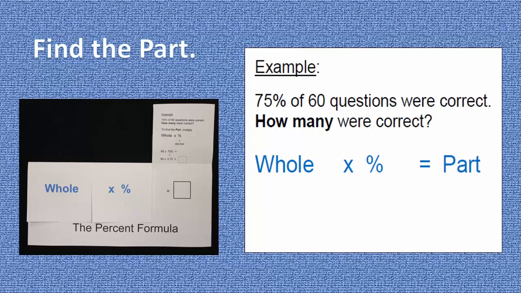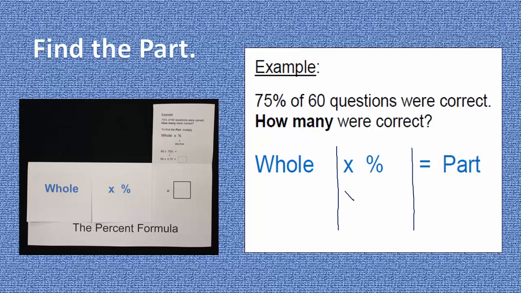Sometimes we have a percent problem where we are given the whole amount and the percent, and we need to find the part. Example, 75% of 60 questions were correct. How many were correct? Let's begin by separating our percent formula into 3 columns. This will make it easier to see what we have and what we need to do.